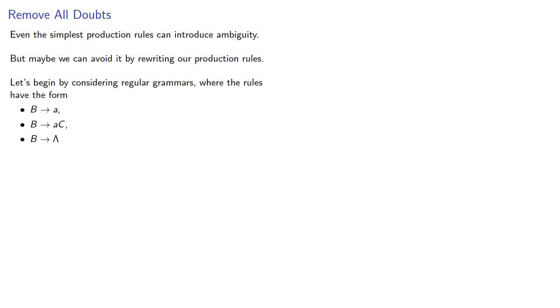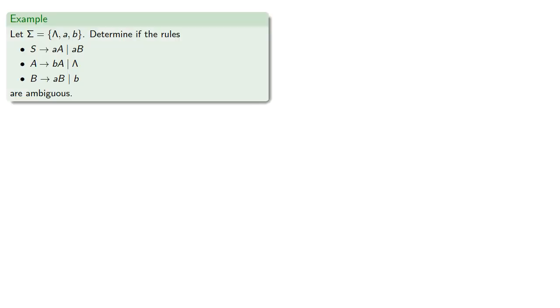As we saw, even the simplest production rules can introduce ambiguity. But maybe we can avoid it by rewriting our production rules. Let's consider regular grammars where the rules have a particularly simple form. For example, consider this language, and let's determine if the language is ambiguous.